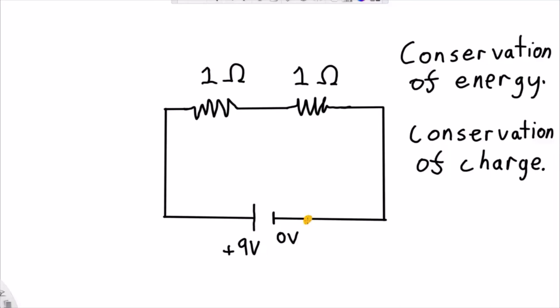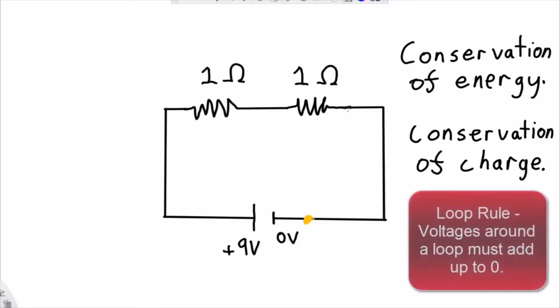If I start at this point in the circuit, if I go across the battery, I gain 9 volts of energy. So if I gain 9 volts here, then as I go around, I must lose 9 volts of energy going across those two resistors. So that there is what we call the loop rule, and that derives from conservation of energy.